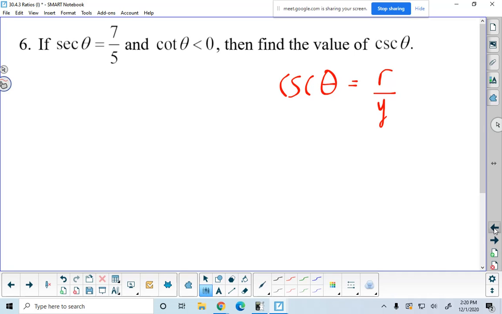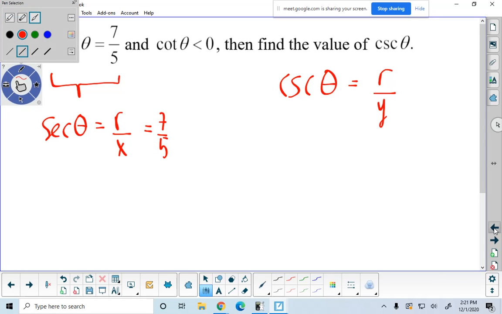Okay, we're getting there. Now what does this piece of information tell me? Secant is the reciprocal of cosine, and cosine is x over r, so secant must be r over x. But you're told that's 7 over 5. So we can equate r with 7 and x with 5. So we know r is 7.